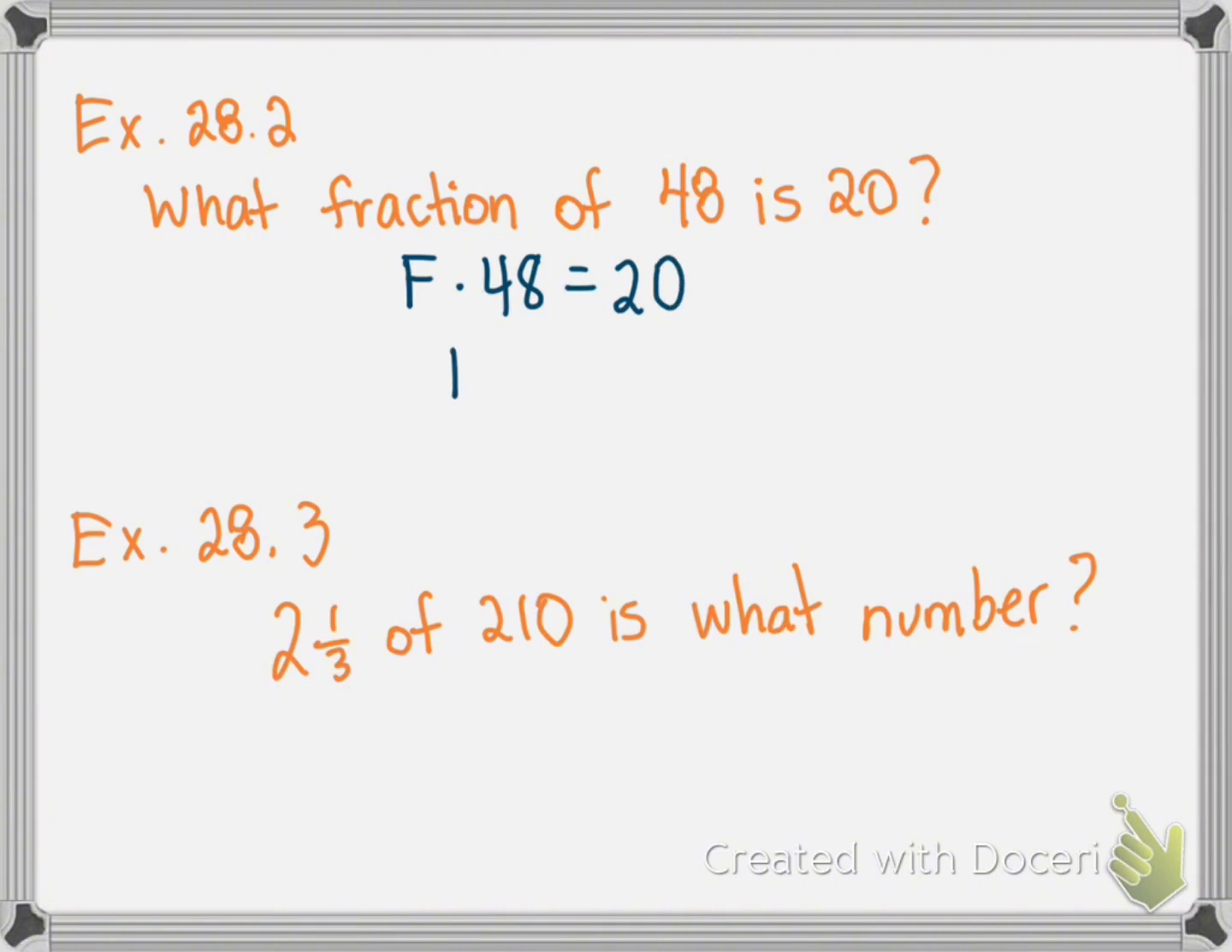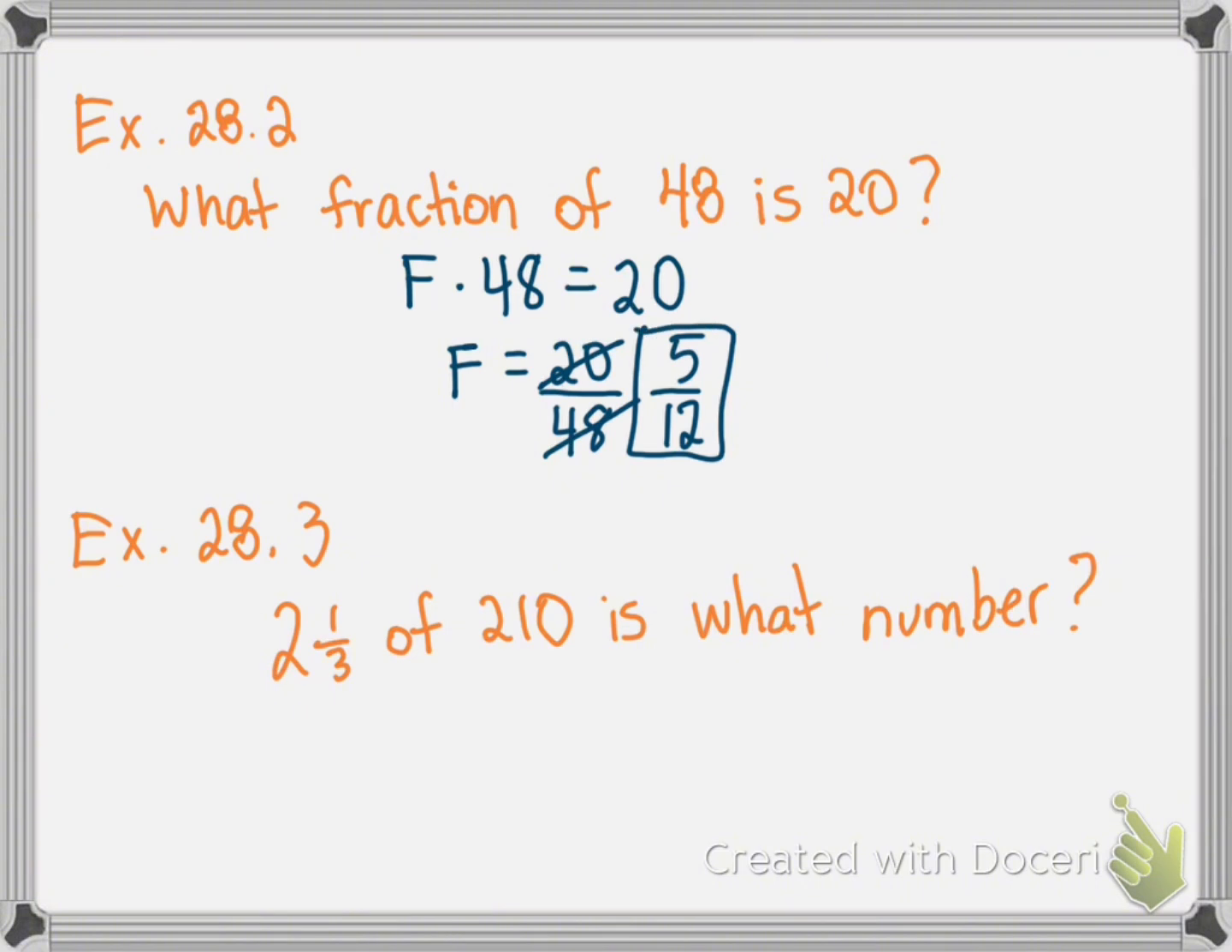Notice that they're asking for a fraction, so I'm going to pass the 48 that is multiplying to divide, but I'll put it as a fraction. And we want to leave the answer as a fraction because that's what they're asking for. So we're going to reduce 20 and 48. I see that both of them can be divided by 4. So 20 divided by 4 is 5, and 48 divided by 4 is 12. There's nothing else, so our answer is 5/12.